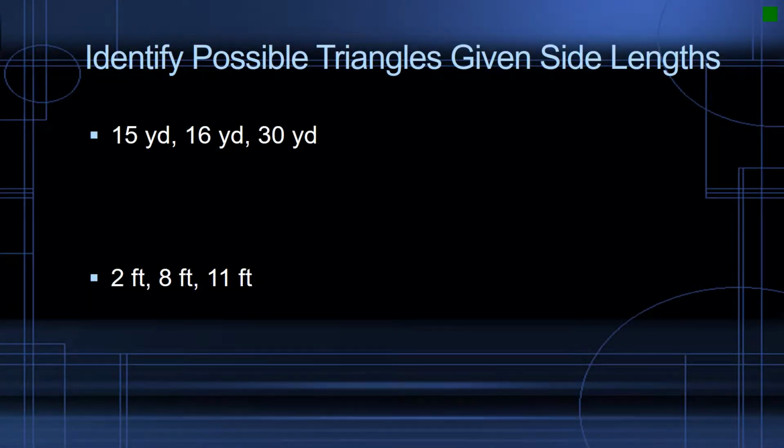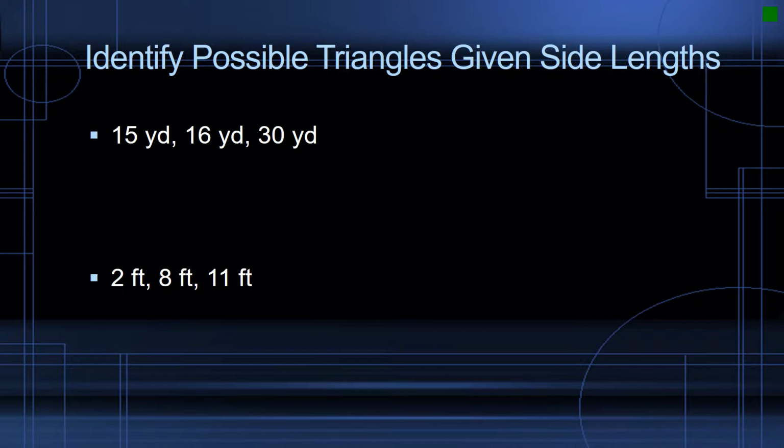All right. Well, now we're going to spend a little time working with the triangle inequality theorem. And what is the triangle inequality theorem? I'm glad you asked. Well, the triangle inequality theorem addresses the side lengths of a triangle, and it states that the sum of the length of any two sides must be greater than the remaining side, or the third side, for a triangle to actually exist.